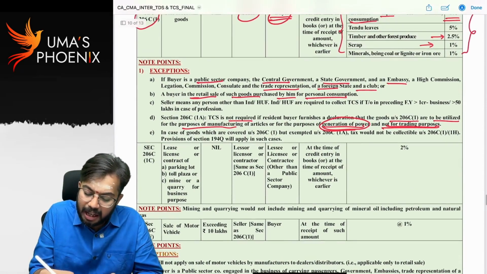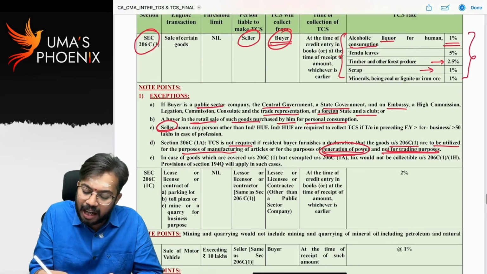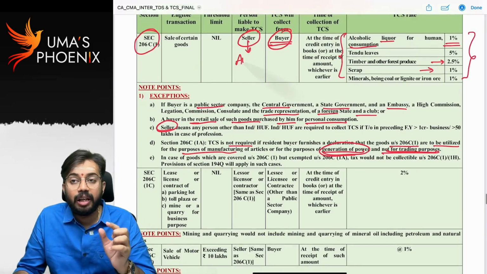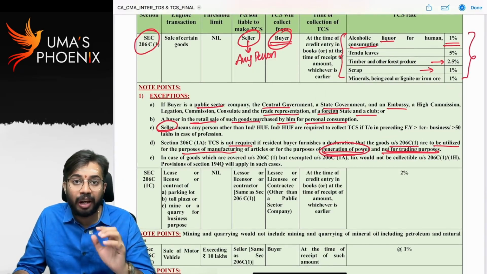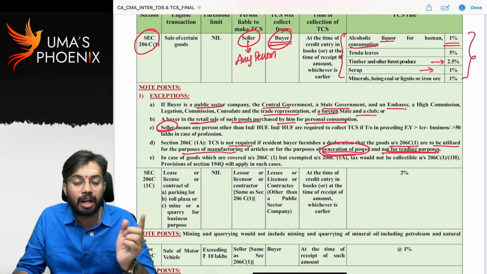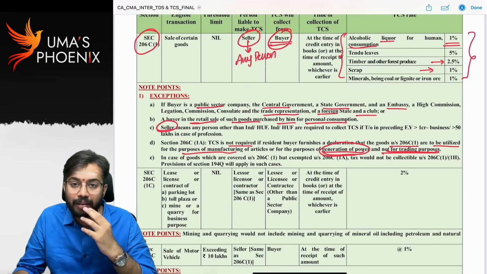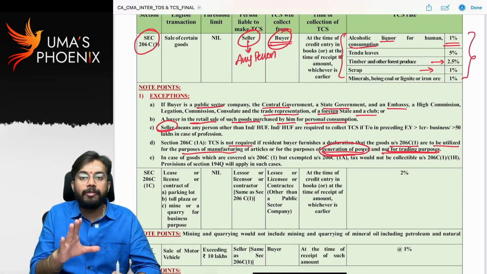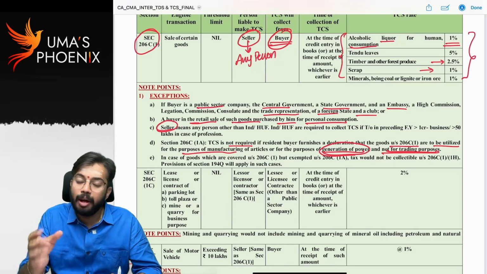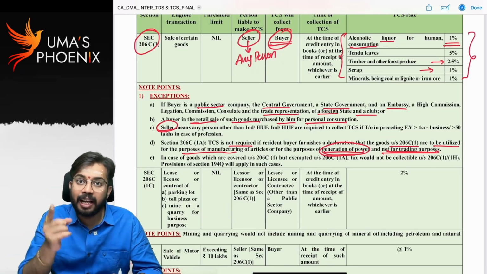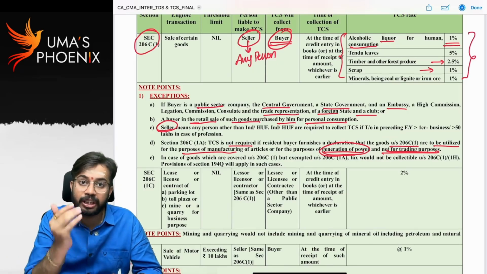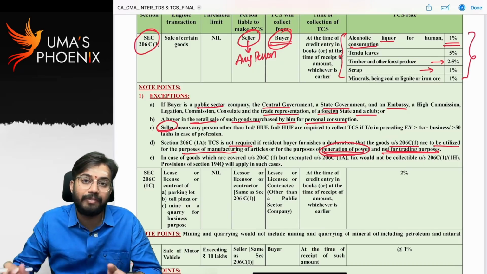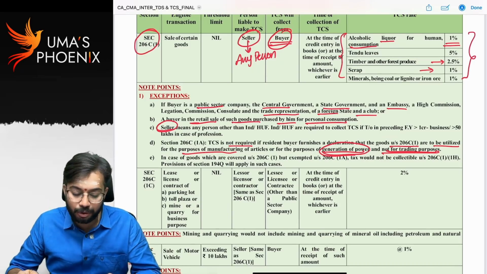Here seller means any person other than an individual or HUF. Individual or HUF are required to collect TCS under section 206C1 only if in the preceding financial year their business turnover is more than 1 crore, or in the preceding financial year in profession gross receipts are more than 50 lakhs. Very simple. If the seller is other than an individual and HUF, they are mandatorily required to collect TCS. If the seller is an individual or HUF, they are required to collect TCS only if in the preceding financial year business turnover is more than 1 crore. Okay, this is all about section 206C1.